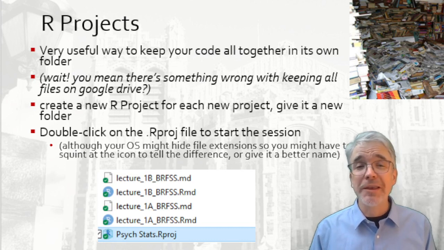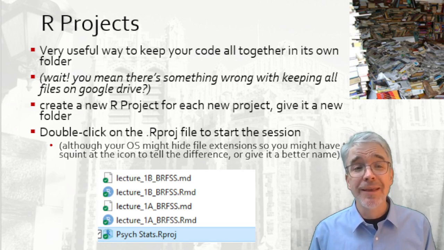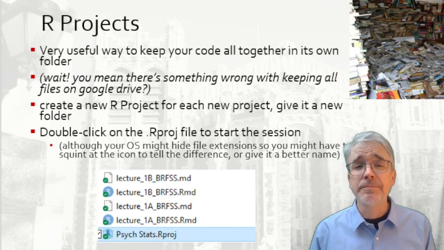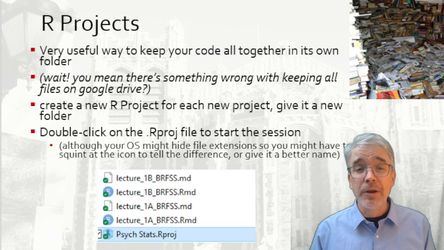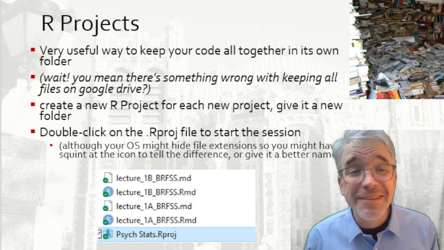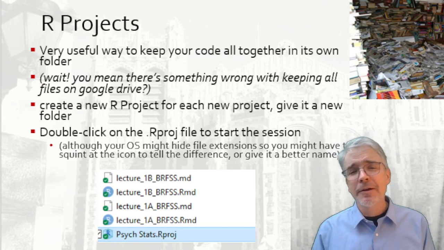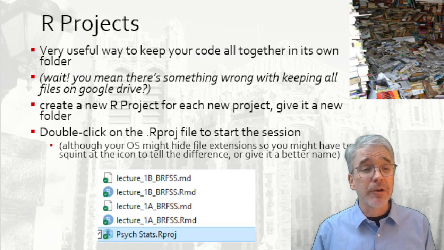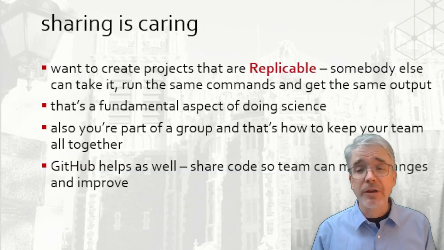Better ways create each project in a separate folder with all the files there. Then you can easily port it around, share it with other people. Each time you start the session, you just double-click on the R project file. I've shown that example how it works. Your operating system might hide the file extension. You might have to squint to decipher what icon it is, or you can give it a good name. But you double-click on that file, brings up RStudio, everything right back where you left off.